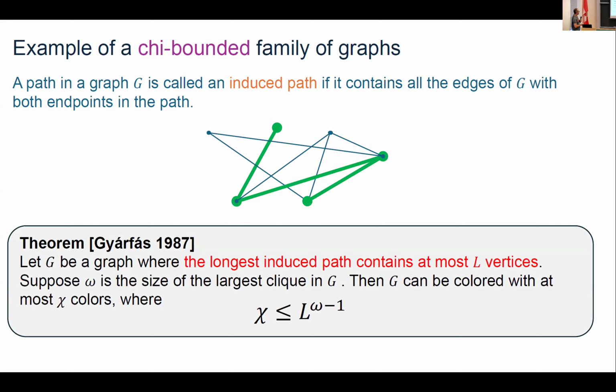And Gyárfás, who's a mathematician, showed that if you have the family of all graphs where the longest induced path has length L, so you don't have induced paths that are too long, then you can always color such a graph with L to the omega minus 1 colors, where omega is the size of the largest clique. So this is an example of a chi-bounded family where you have an upper bound on chromatic number as a function of the clique number: the family of all graphs with no long induced paths, where the longest induced path has length L. And you might say, okay, that sounds nothing like what you were talking about before. Oh, and the coloring can also be computed efficiently in this case.